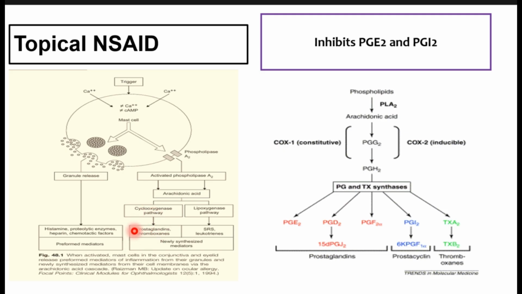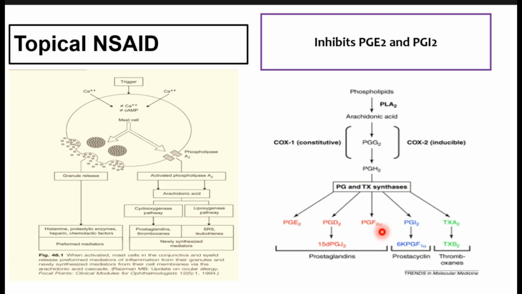thromboxanes. Now, when we are talking about the topical NSAIDs, we are talking about the inhibition of this arm, that is the cyclooxygenase pathway. And moreover, here it is basically the prostaglandin E2 and I2. So let's have a look over here. So phospholipids in the membrane will basically, over here you see phospholipase A2 will get activated. It will break down this phospholipids into arachidonic acid, and then you will have it converted into prostaglandin G2, H2, and ultimately all these things.